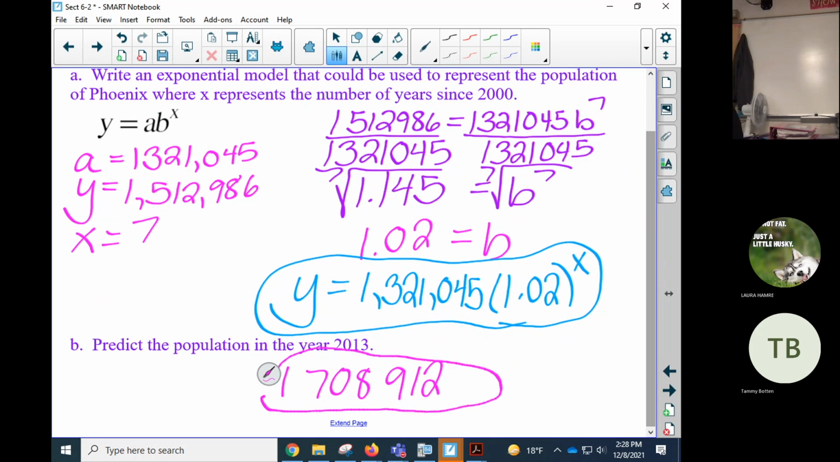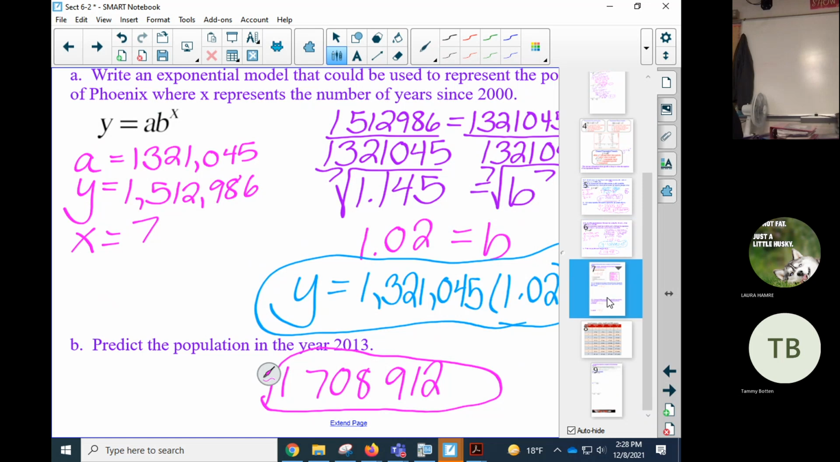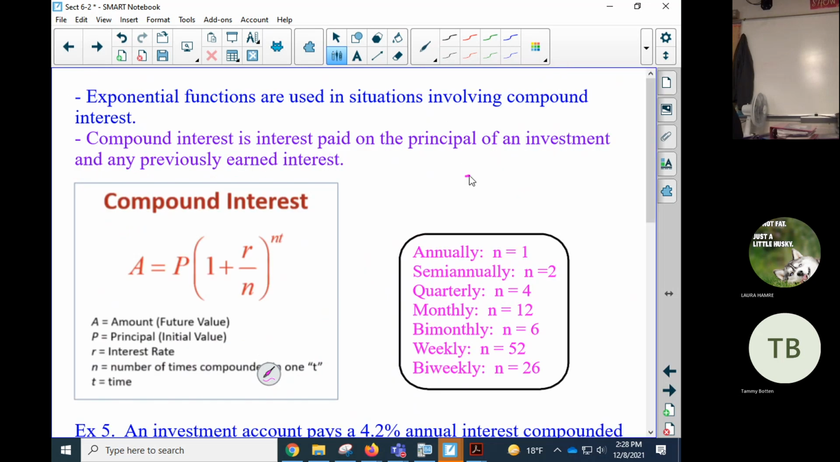Okay. Now, I have two last things to do. They're pretty quick though, okay? So if you have money in a savings account, there are two different types of interest you can get on your money. One is called simple interest and one is called compound interest.